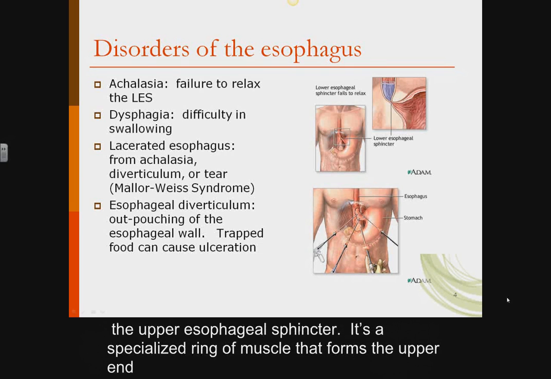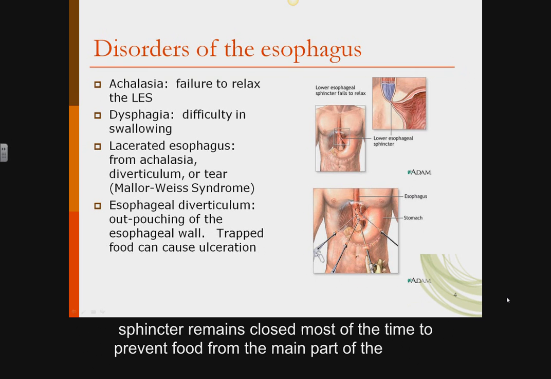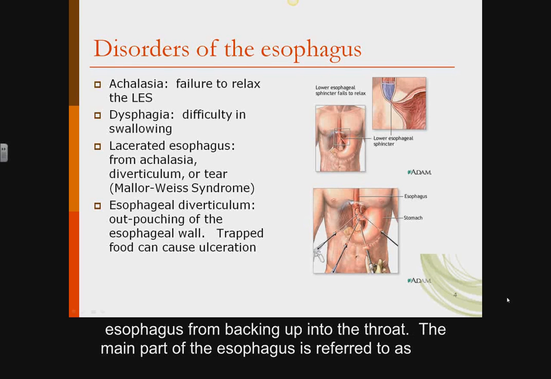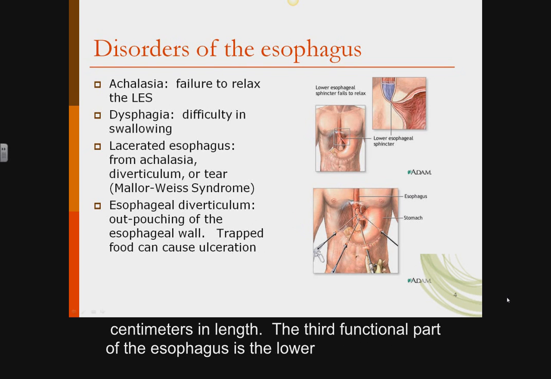Now, just to review, the esophagus has three functional parts. The uppermost part is the upper esophageal sphincter. It's a specialized ring of muscle that forms the upper end of the tubular esophagus and separates the esophagus from the throat. The upper sphincter remains closed most of the time to prevent food from the main part of the esophagus backing up into the throat. The main part of the esophagus is referred to as the body of the esophagus, a long muscular tube approximately 20 centimeters in length.